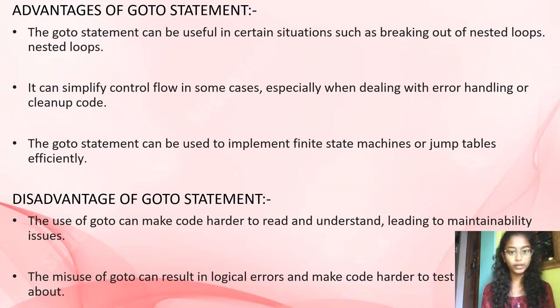And the next is advantages of the goto statement. The goto statement can be useful in certain situations such as breaking out of nested loops. It can simplify control flow in some cases, especially when dealing with error handling or cleanup code. The goto statement can be used to implement finite state machines or jump tables efficiently. Disadvantages of the goto statement. The use of goto can make code harder to read and understand, leading to maintainability issues. The misuse of goto can result in logical errors and make code harder to test and reason about.